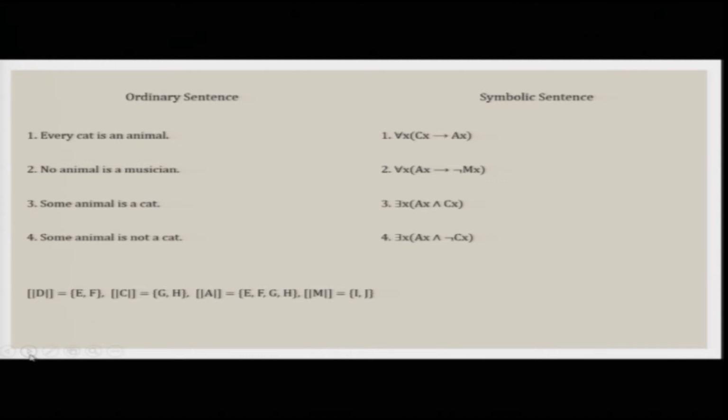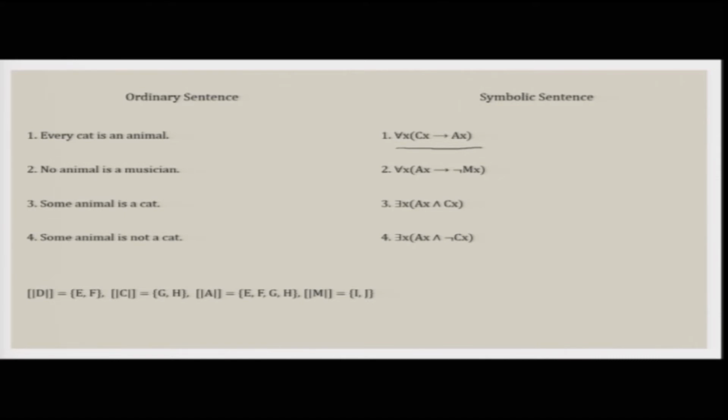Now, every cat is an animal. In our system, we have seen this as: for all x, Cx implies Ax. No animal is a musician. That is, for all x, any x you can choose, if it is an animal, then it is not a musician. Some animal is a cat, which is true.